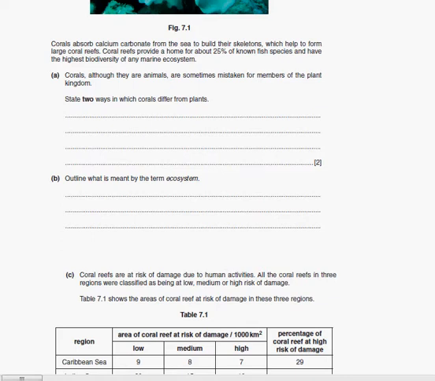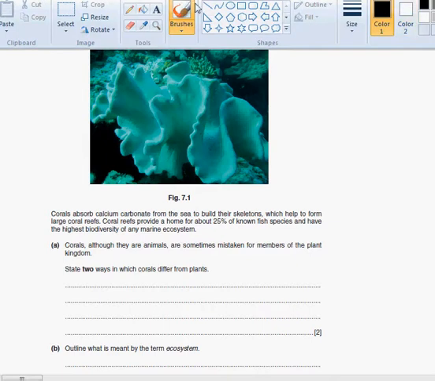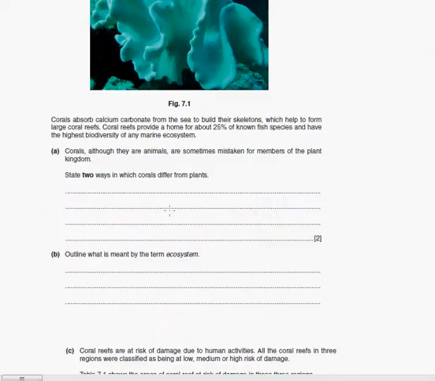In this video, I'll be doing some questions on biodiversity. So you can pause and read the question, or you can just go on with me. So we have these marine animals, the coral reefs, which are marine animals, and then we are supposed to state two ways in which corals differ from plants.